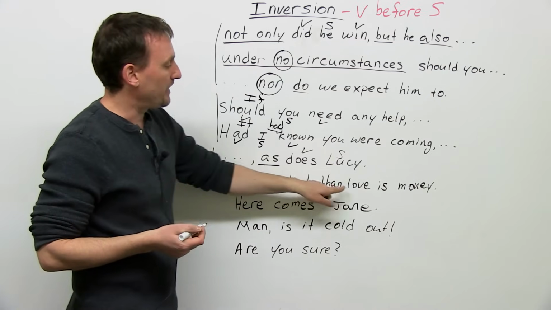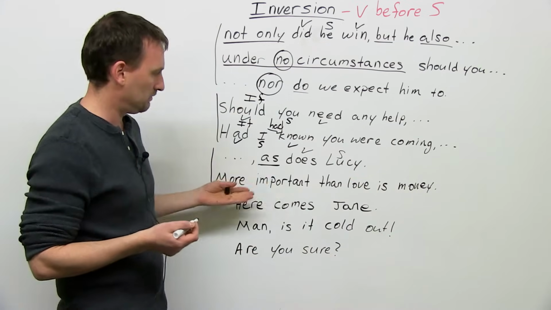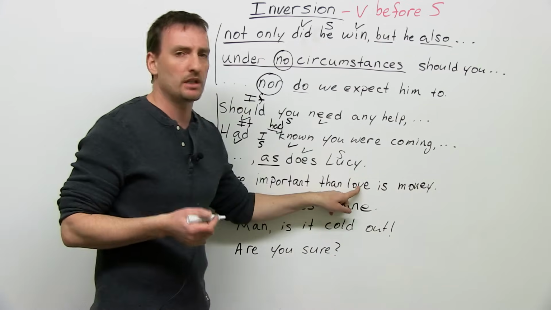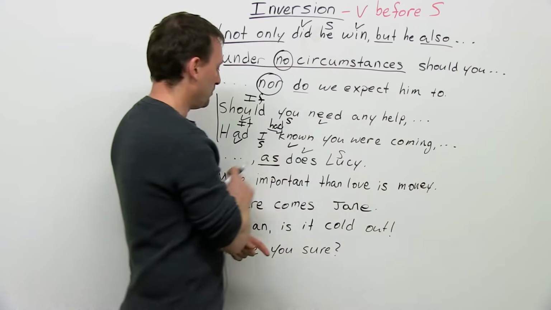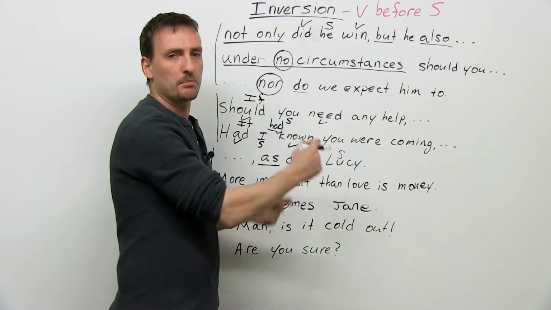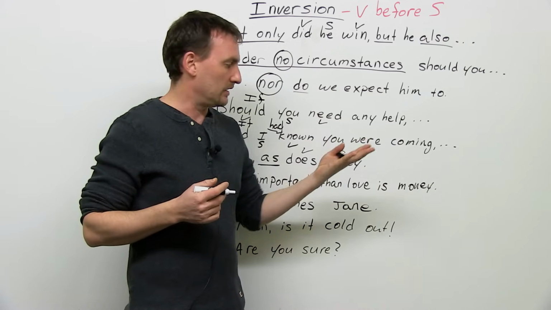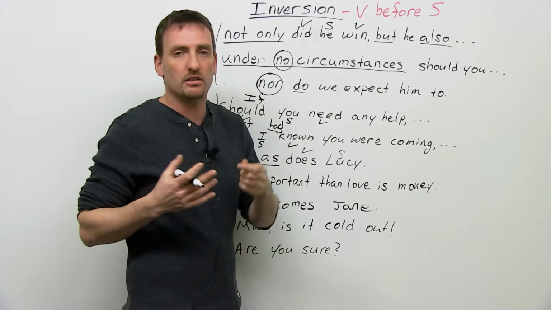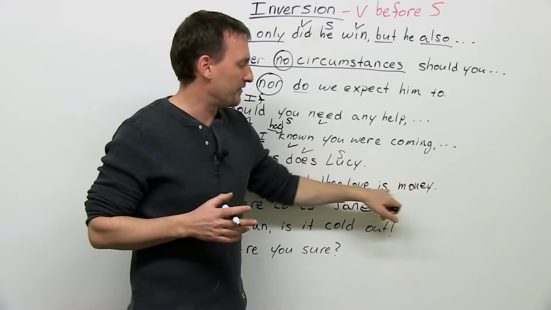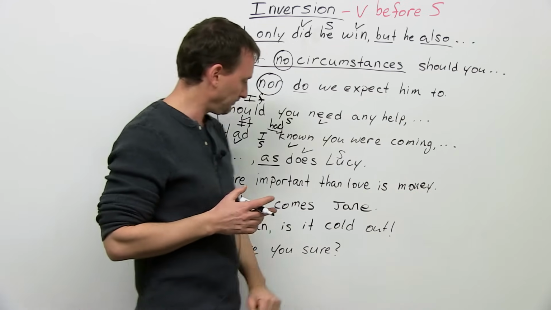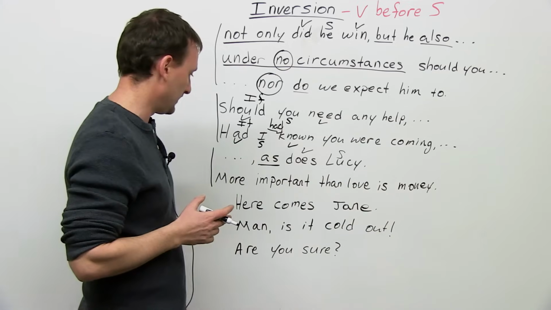More important than love is money. Now you're thinking, well, isn't love the subject? No. Money is the subject. Money is more important than love. But again, style: you want to have a little bit different structure to impress the reader, to make it a little bit different. You start with the comparative, and then the verb, and then the subject. Okay, because "than love", this is an object in this situation.